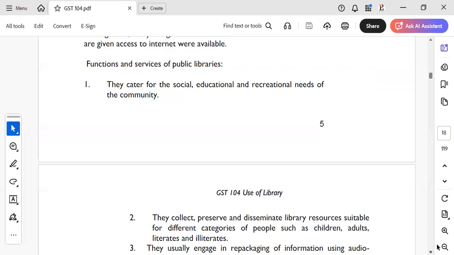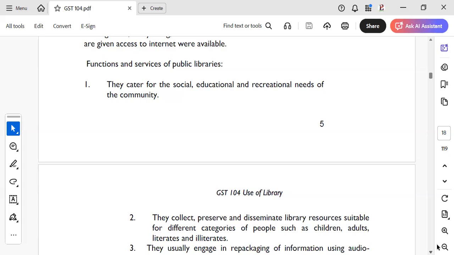Functions and services of a public library. One, they cater for the social, educational, and nutritional needs of the community. Number two, they collect, preserve, and disseminate library resources suitable for different categories of people, such as children, adults, literates, and illiterates.